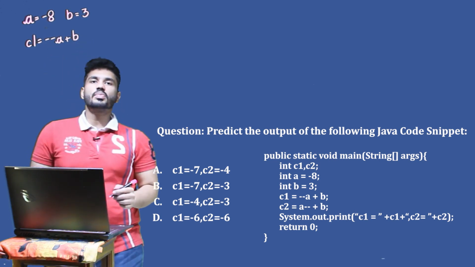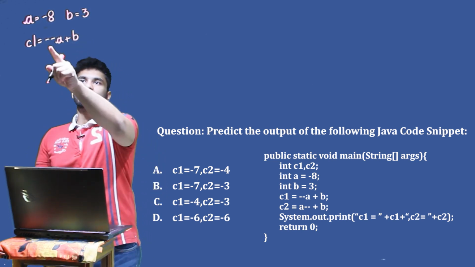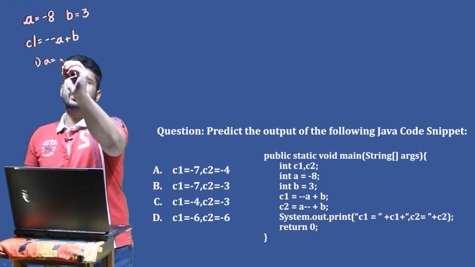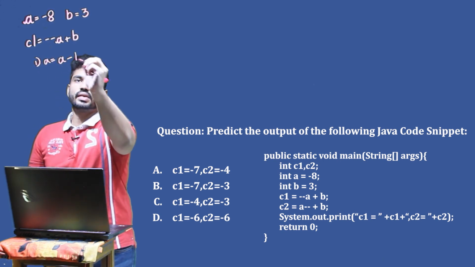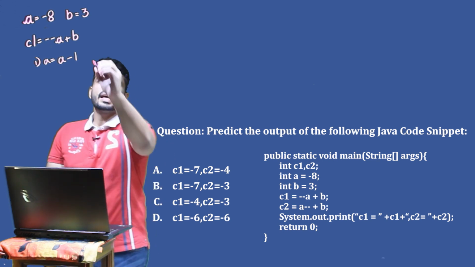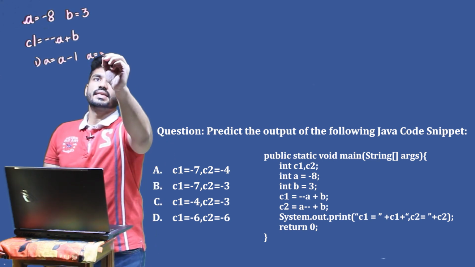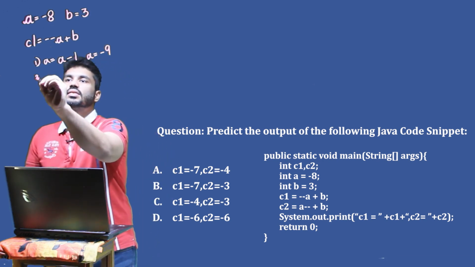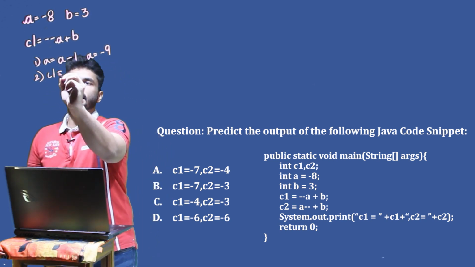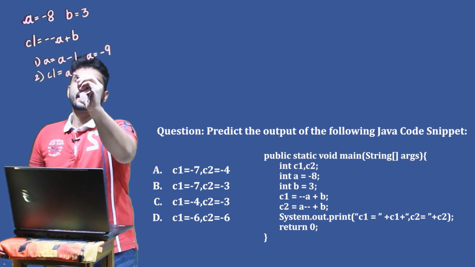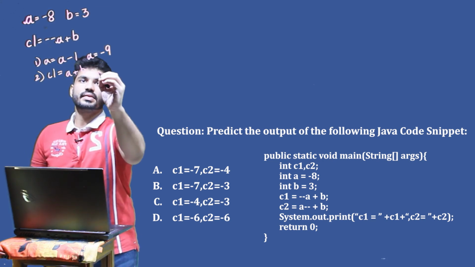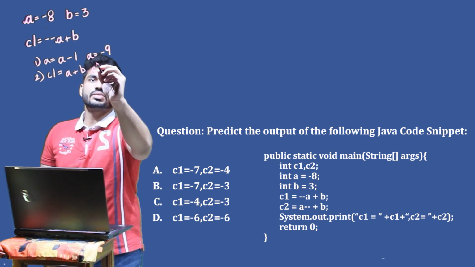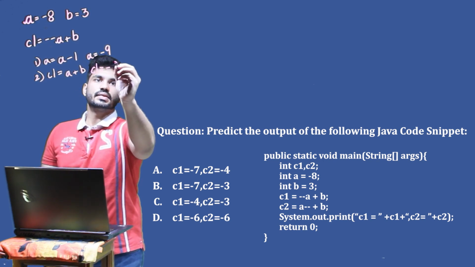So this command can be broken into two commands. This is a prefix operator. So firstly, A will be equal to A minus 1. So A becomes minus 9. Next, C1 is equal to A plus B. So minus 9 plus 3 becomes minus 6. So C1 is equal to minus 6.